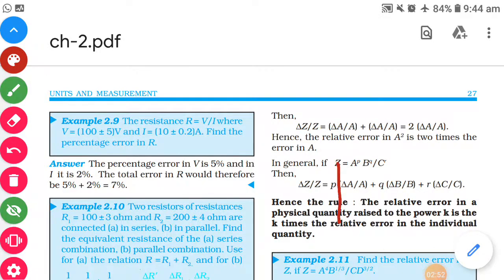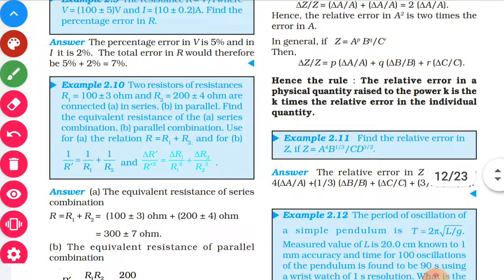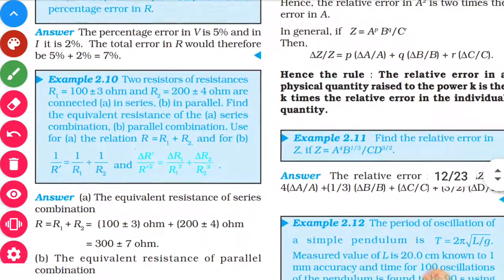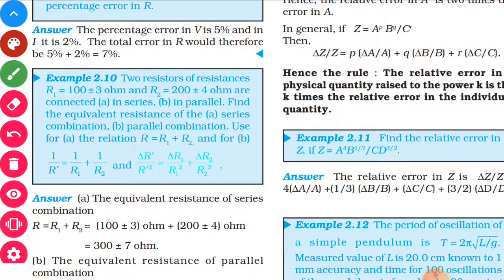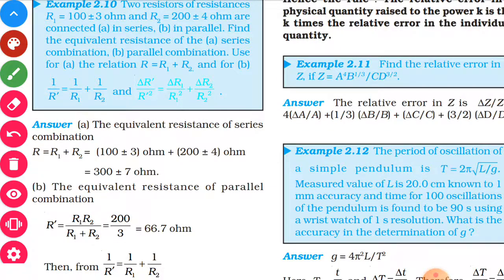Now we talk about another example, number 2.10. Okay. Now see, two resistances are given and their values are measured as 100 plus or minus 3 and 200 plus or minus 4 ohm. Now they are connected in series and in parallel. Find the equivalent resistance of the series and parallel combination. We have this formula which is given to us. Okay, it will be given whenever it is required.